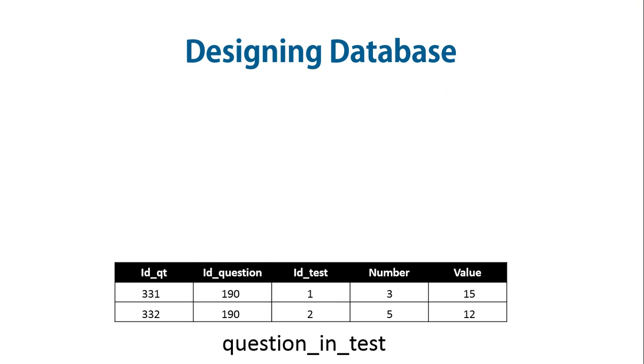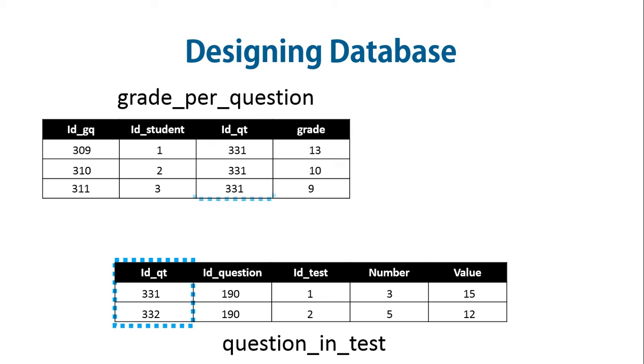The table question and test contains ID question per test used in grade per question. A question in a test can have a grade for many students, but an entity inside a grade per question can refer to only a specific question in a specific test. Therefore, the relationship from question and test to grade per question is again one to many.